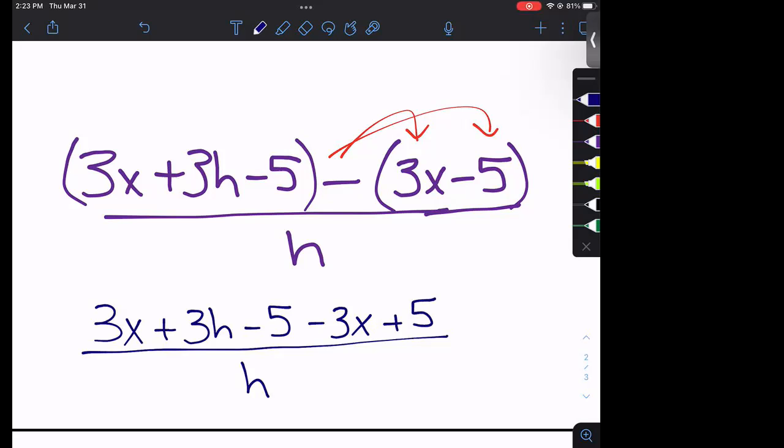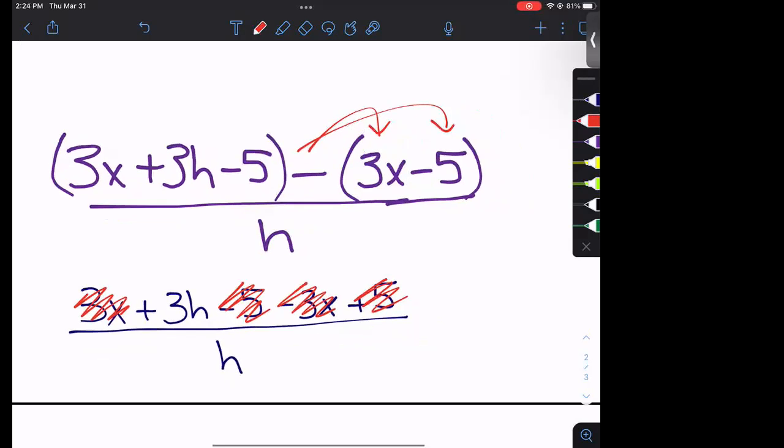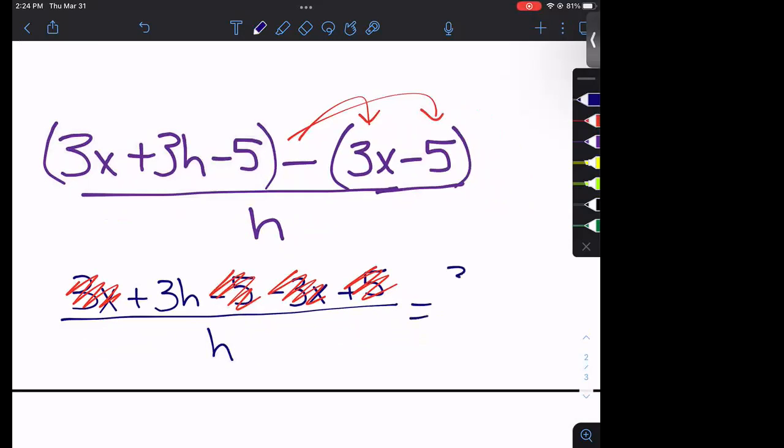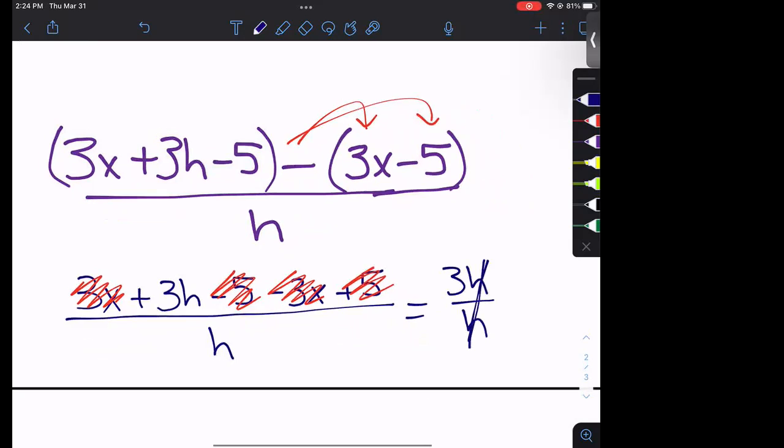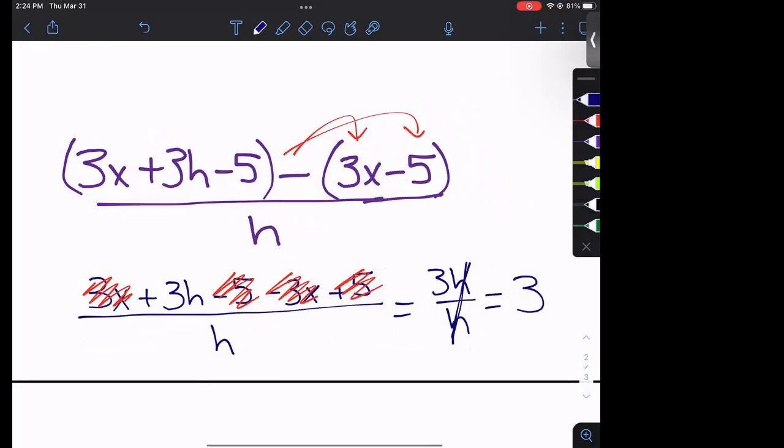And then I need to go through and combine like terms. When I combine like terms, the 3x and the negative 3x cancel. The negative 5 here and the positive 5 here cancel. And at this point, all I have left is 3h divided by h. The 3 is being multiplied by the h and then divided by h. So actually these h's can cancel, and the slope would just be 3. So the slope over the interval h is going to be 3.